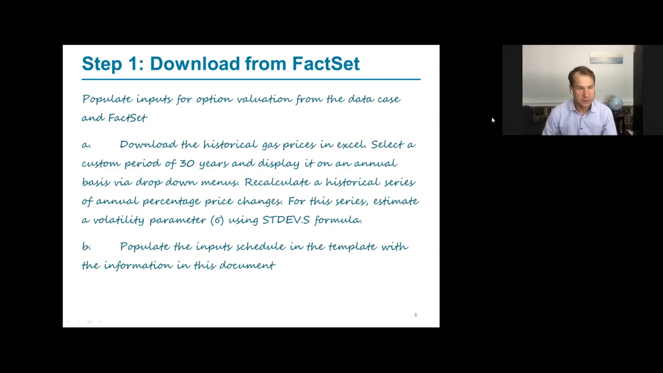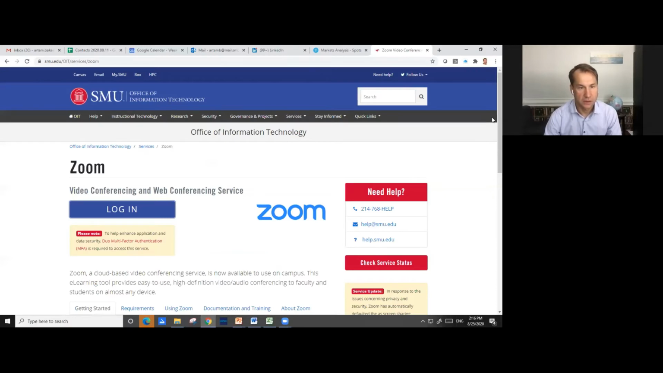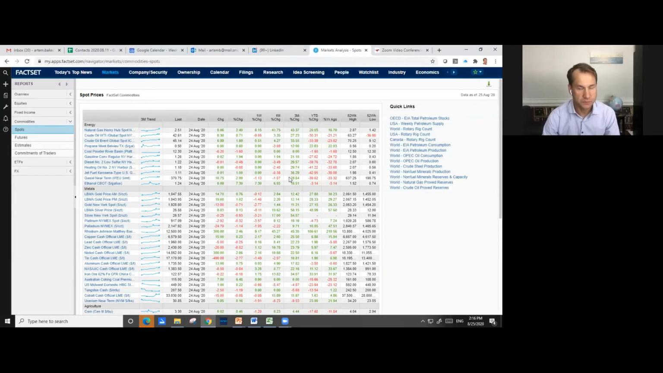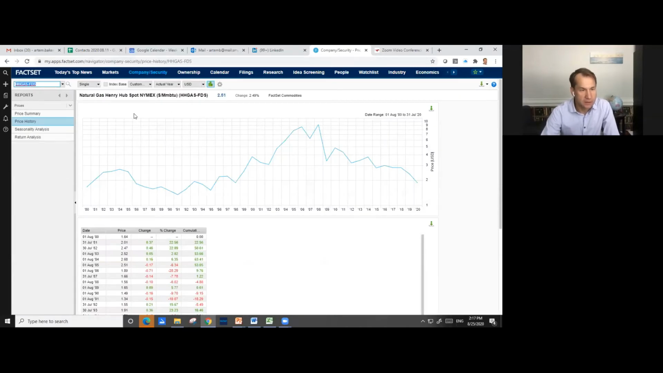Let me go into FactSet to get the inputs. As usual, I'm using the online version rather than the app, but it shouldn't really matter. So I have logged in, and then I went into markets, and then under commodities, we have spots, and then natural gas Henry Hub spot price. At the bottom here, you see price history. Click on that. And here, I have it preset, but let me show you the settings that I have.